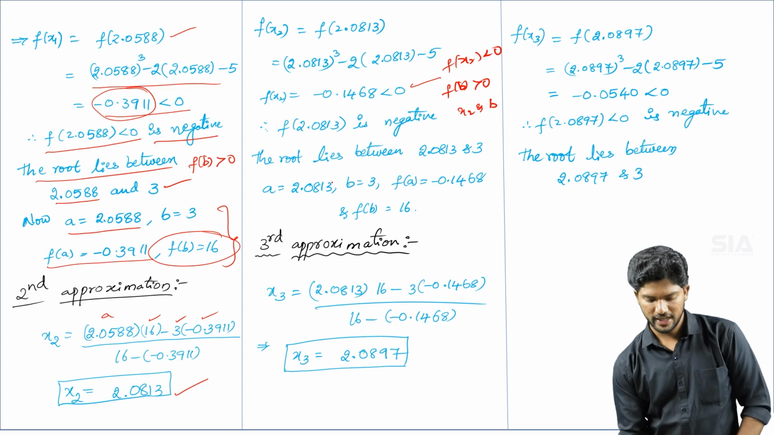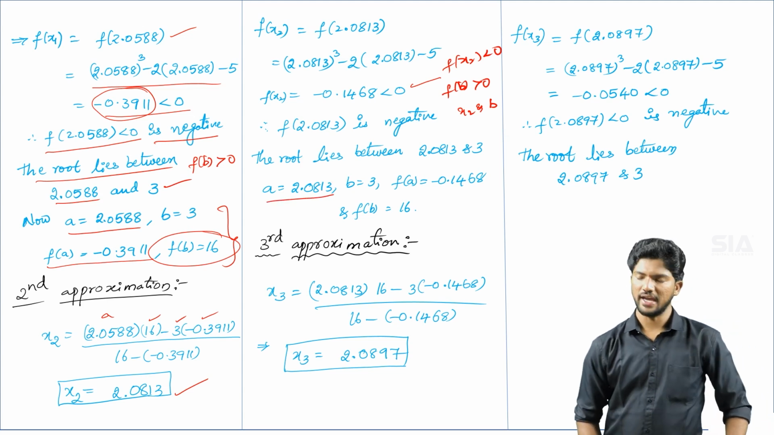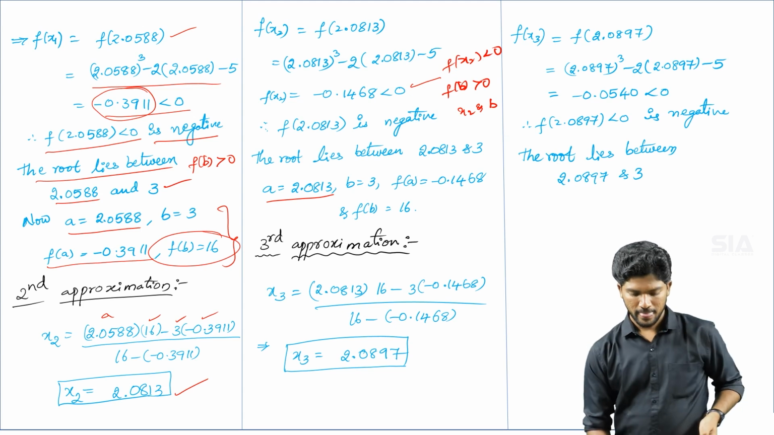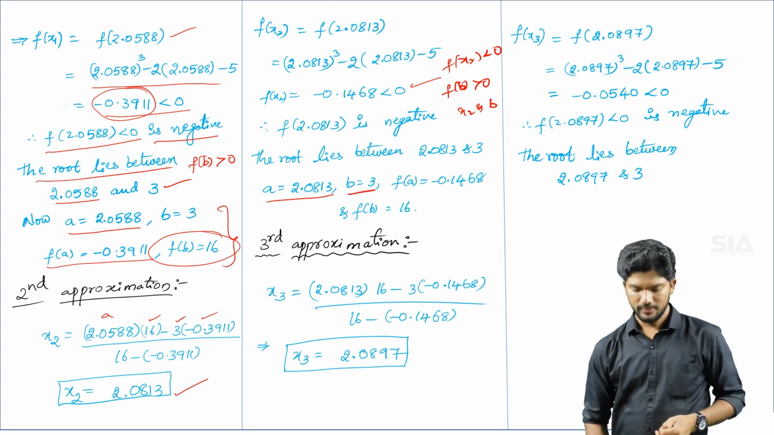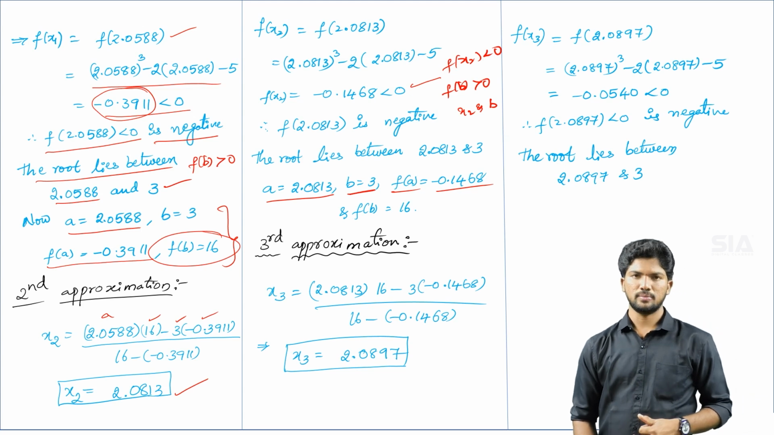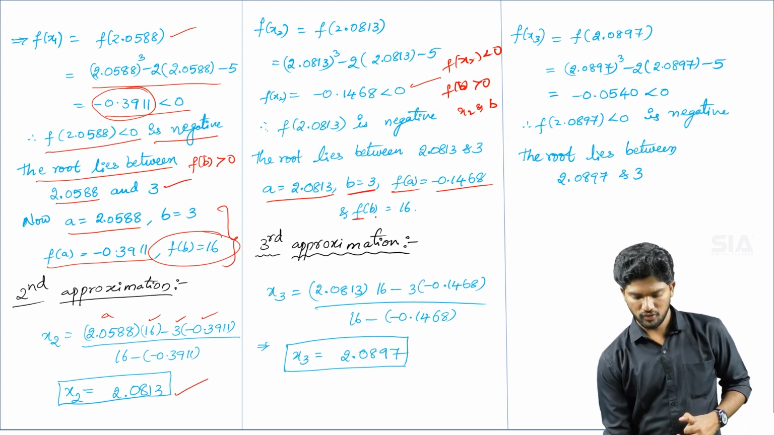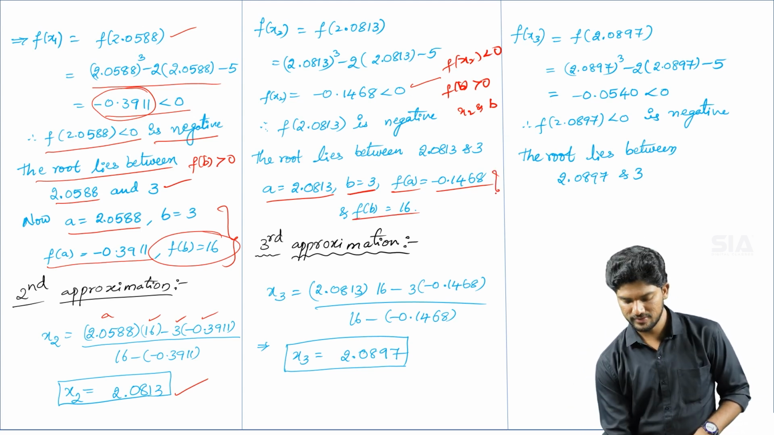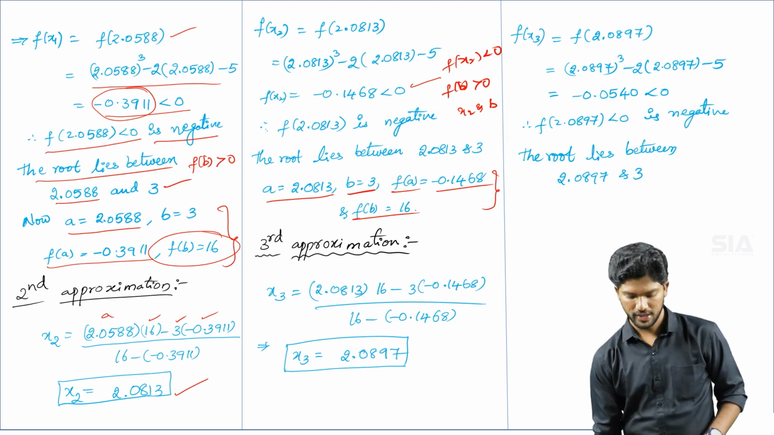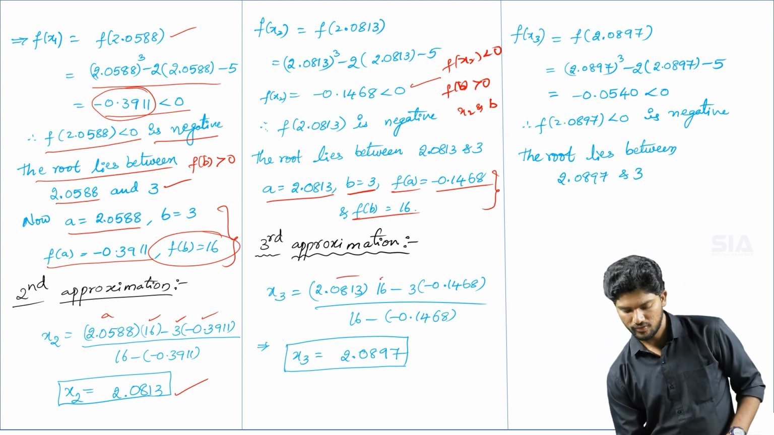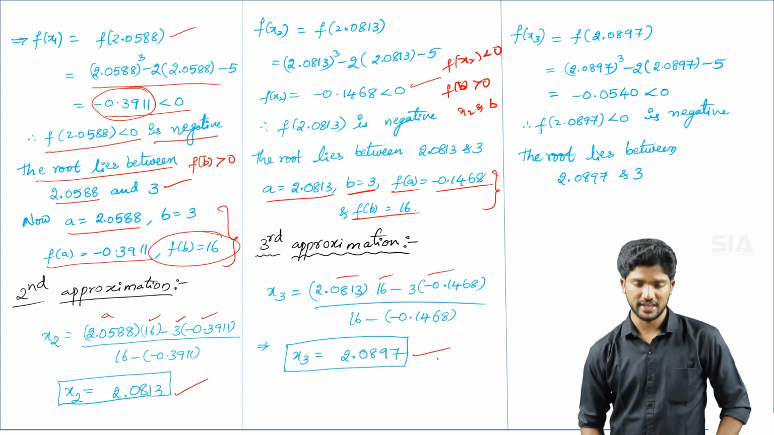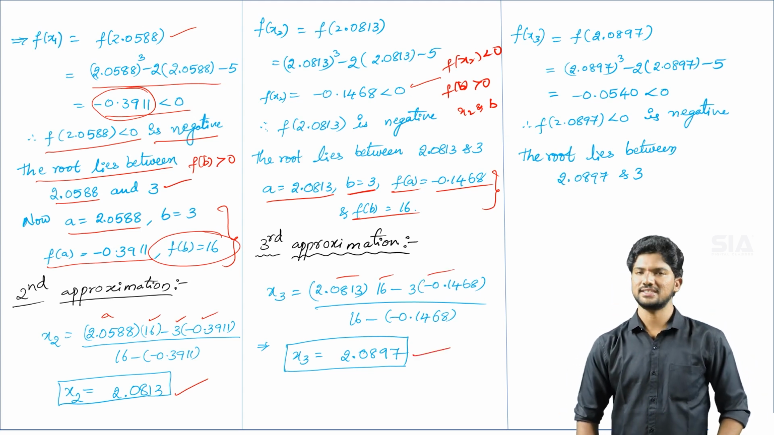So therefore, that x2 you can take as a is equal to 2.0813 and b itself 3 only, and f of a value is minus 0.1468 and f of b value 6. Now with the help of these values, we can take the third approximation, that is x3. So a into f of b minus b into f of a by f of b minus f of a. If you simplify that, x3 is equal to 2.0897.